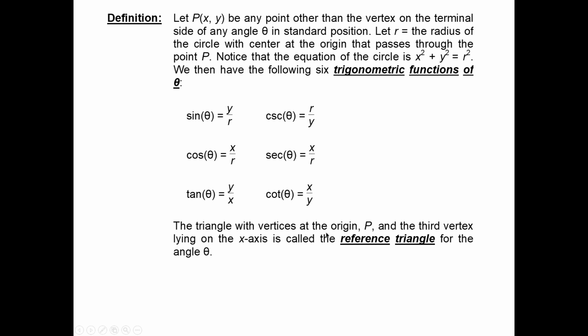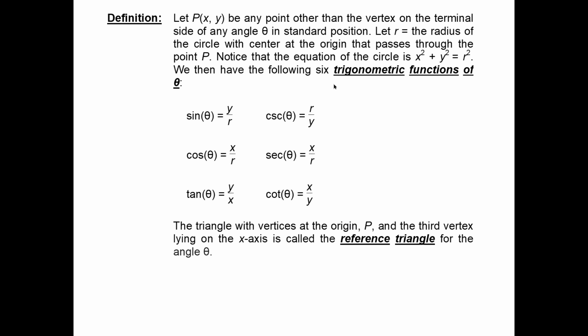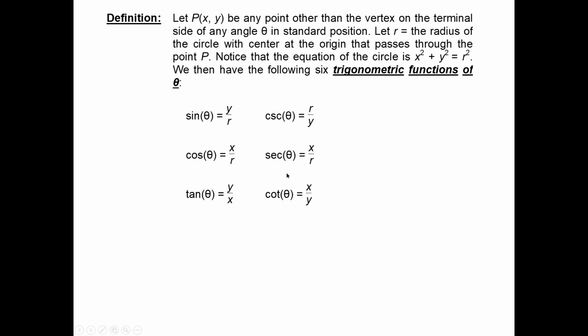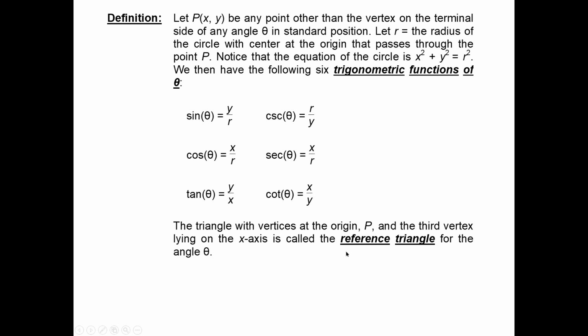Triangle with vertices at the origin, P, and the third vertex lying on the x-axis is called the reference triangle for the angle theta. Notice this definition, it is now possible for some of the trig functions to be positive, negative, or even undefined. Going back here, they have these denominators. Now, r is a radius of a circle. It can't be 0. But notice, x and y could be 0. Right? x and y could be 0.